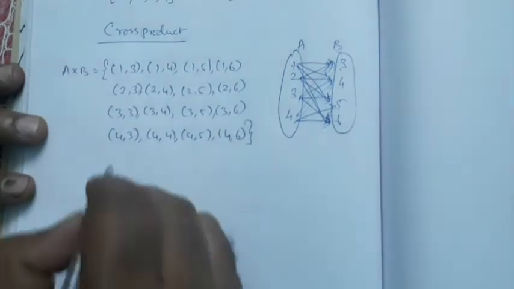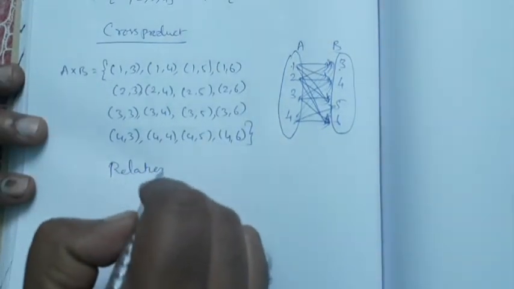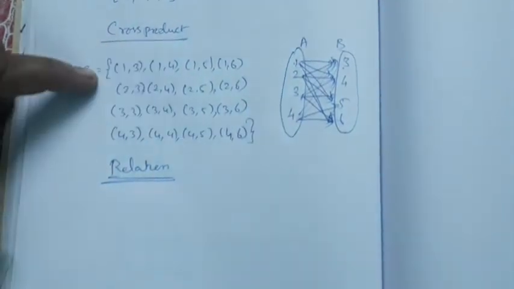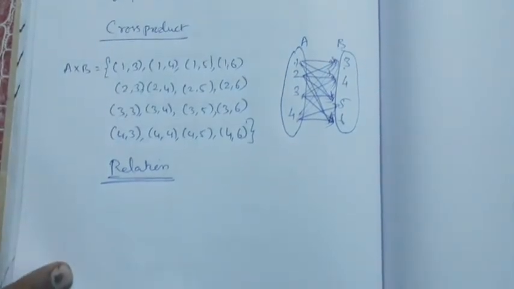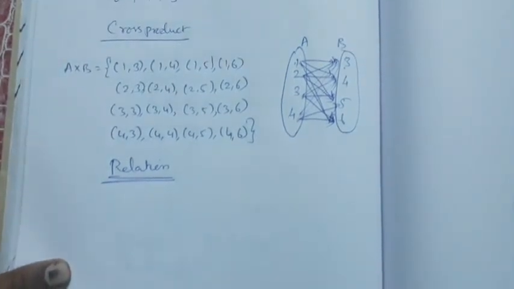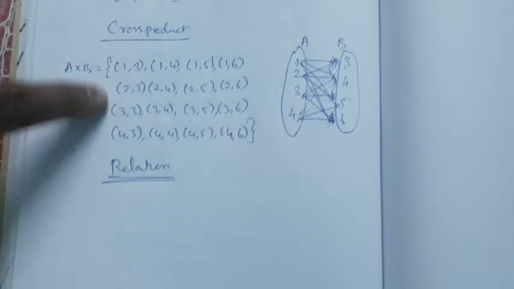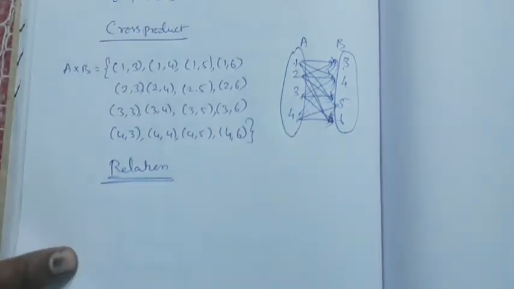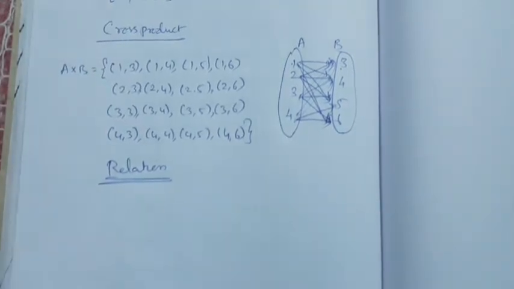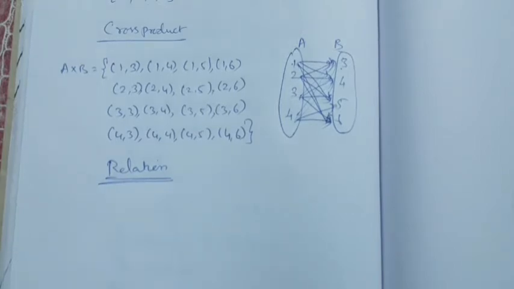Now relation. As I told you earlier, it is a subset of the Cartesian product, but it should have some condition. Based on that condition, we filter elements from this Cartesian product. Let us take an example for the relation.